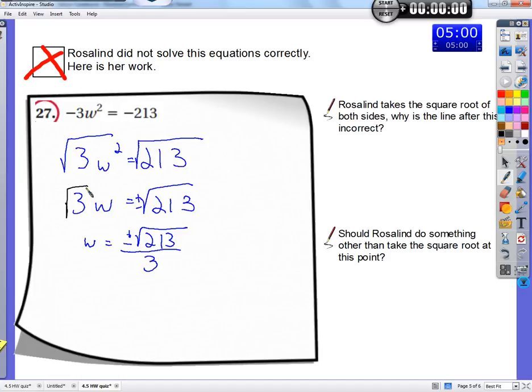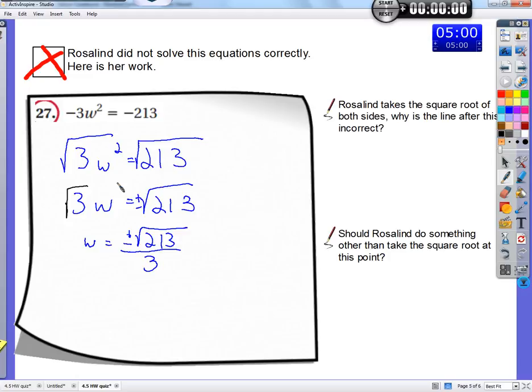So when we take the square root of both sides, we have to recognize that the result needs to be the square root of the thing before. And if we can't multiply this thing by itself to get this, then we haven't taken the square root correctly. Now it's correct. If we multiply the square root of 3 by itself, we'll get 3. If we multiply w by itself, we get w squared.